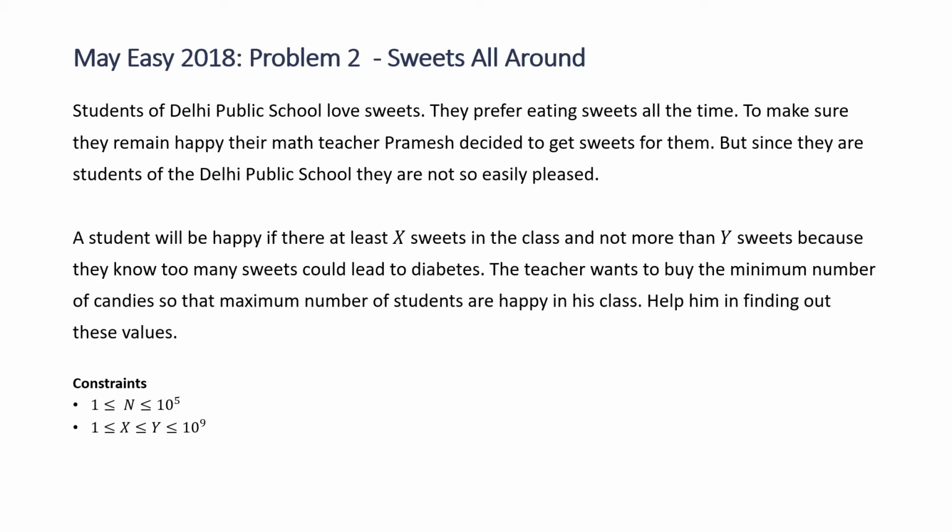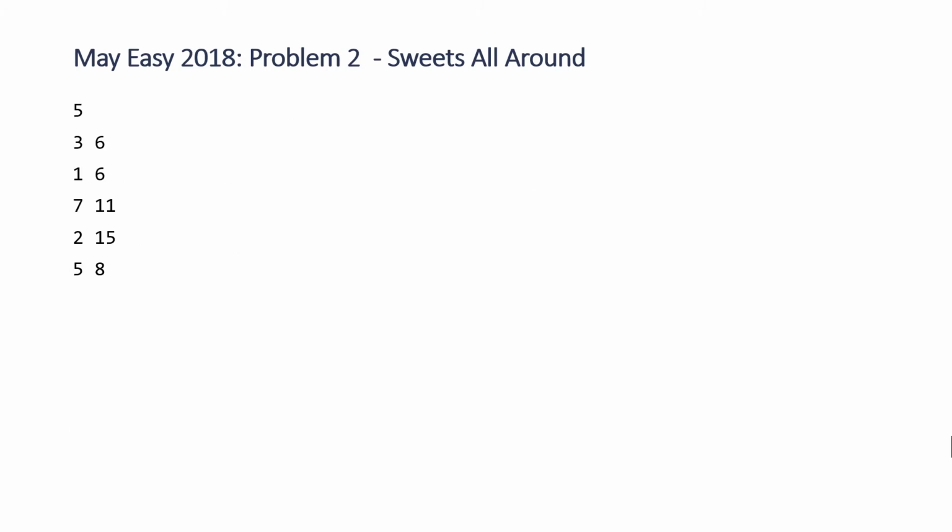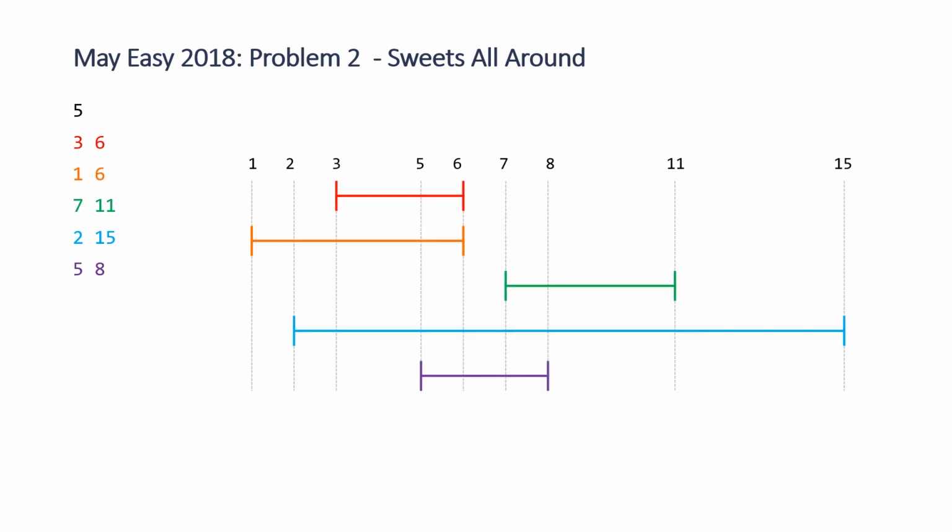And note that the number of students will be between 1 and 10 to the power of 5, and the number of candies which will satisfy the students will be between 1 and 10 to the power of 9. Note that X is always going to be less than Y. So let's take a look at the example that Hacker Earth provided us with. So this is the input that Hacker Earth provided us with, and for those of you that watched the video yesterday, the following visualization will look familiar.